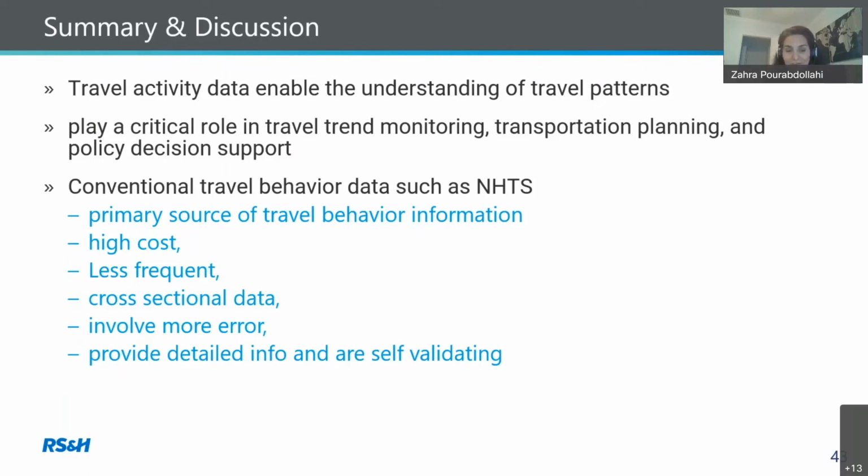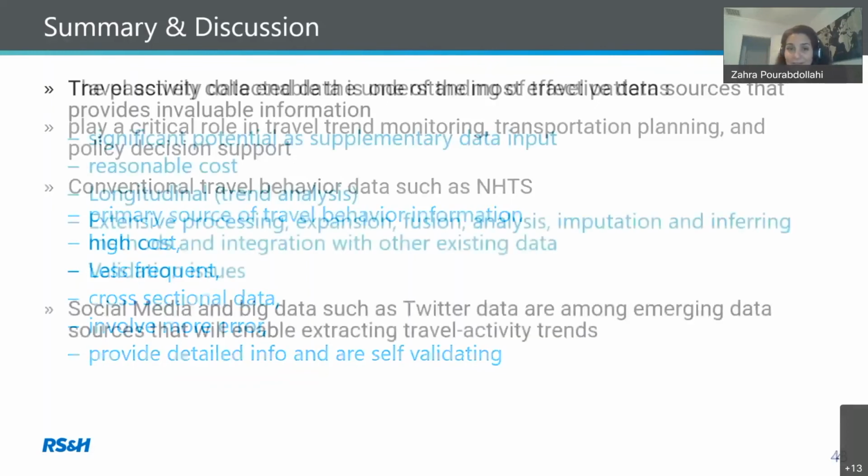Household travel surveys are usually conducted within a 5 to 10 year span. And that makes them cross-sectional. They do not provide any longitudinal information on travel behavior. And they can involve errors associated with travel survey conduction, but they provide very detailed information on behaviors, and they are usually self-validating.